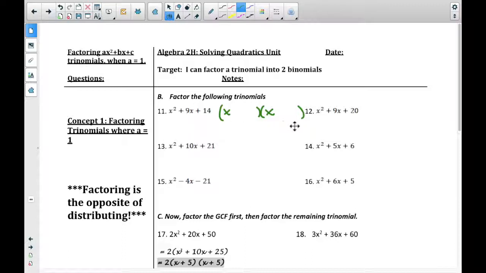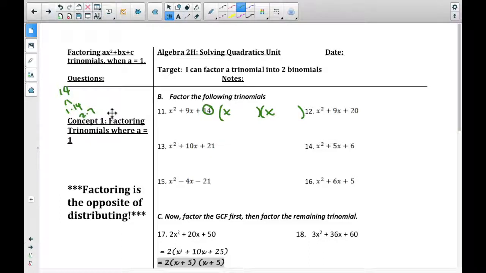So what I do is I start setting up my parentheses. And I know it's going to be two binomials, because all these problems are going to be two binomials basically. The x is all I have. Then I look at my 14, and I think in my head, what could I multiply to get 14? For instance, 1 times 14 or 2 times 7. There are no other options. It's just 1 and 14 or 2 and 7.